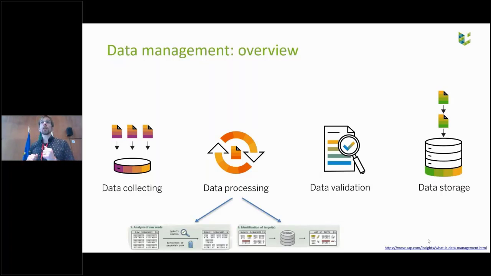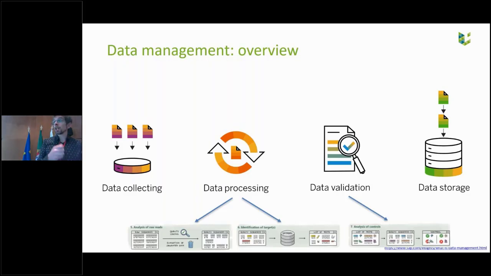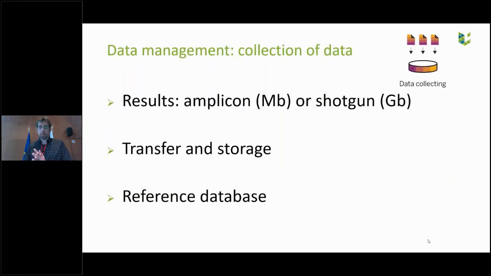This is about identification of the target, whatever it is in your sample. And data validation is the analysis of controls. For example, Natasha gave us some examples on the controls used in high-throughput sequencing. So let's have a look at these different steps.